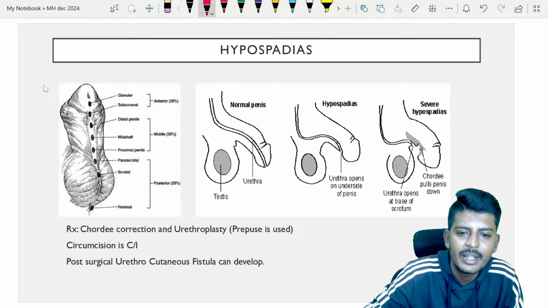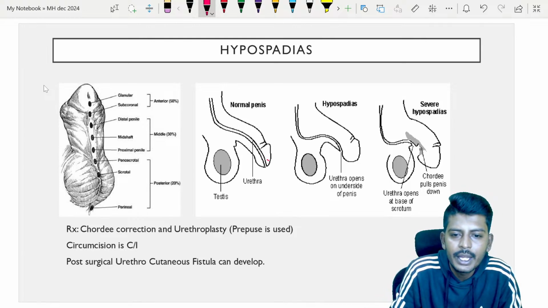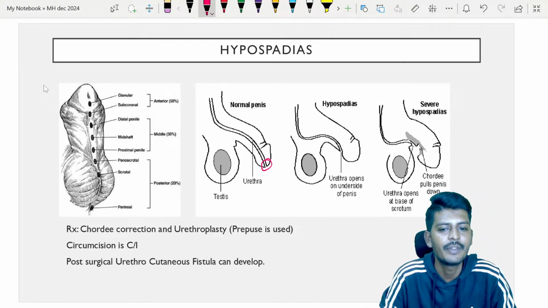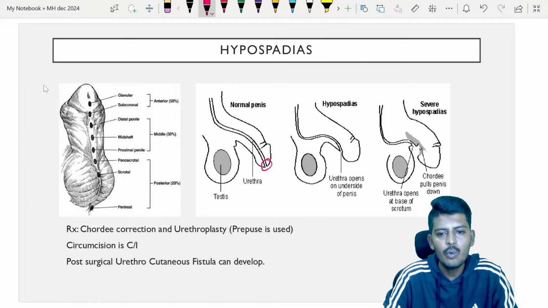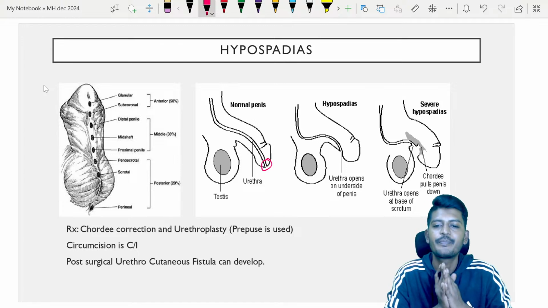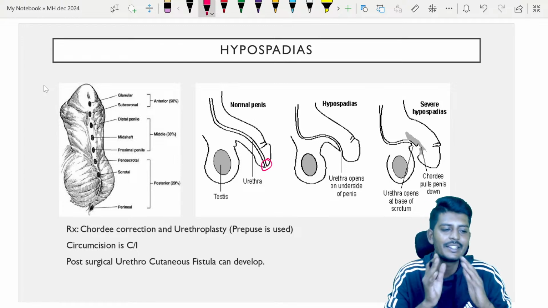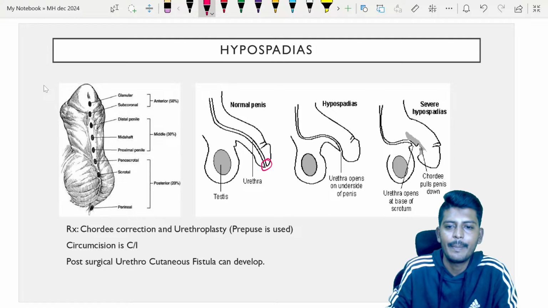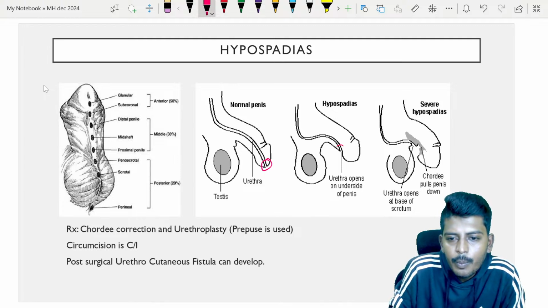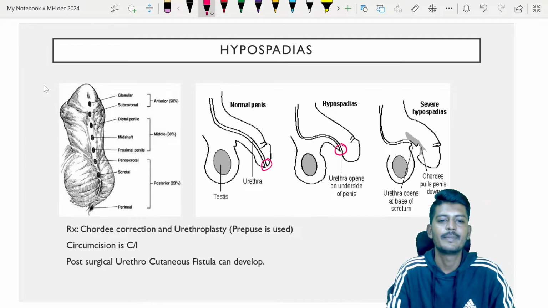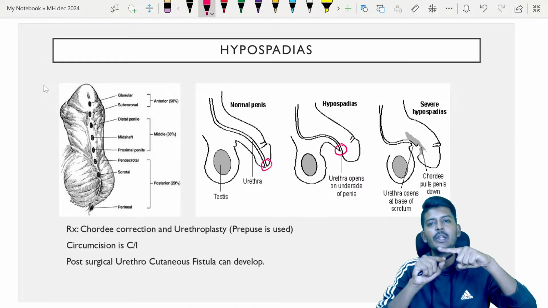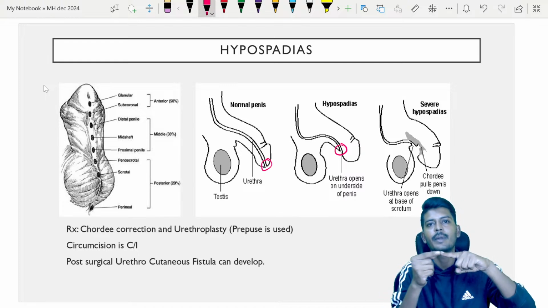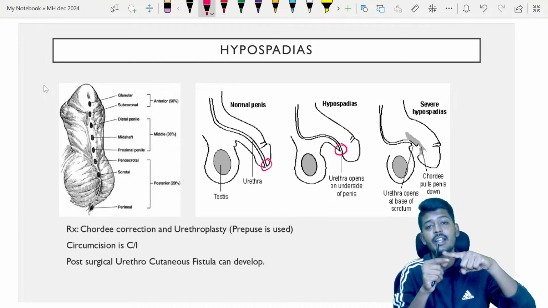In a normal penis, as you can see, the urethra opens at the tip of the glans penis. Now what will happen in some children? There is a congenital anomaly in which the urethra opens just below the glans penis. If this is the penile shaft, the urethra was supposed to open at the tip of the glans penis. Instead, it is opening in the lower part of the penis.